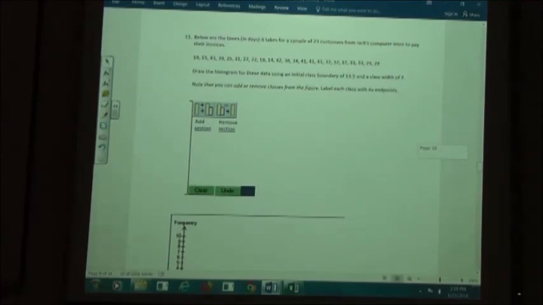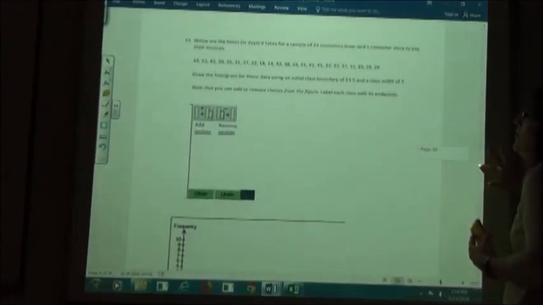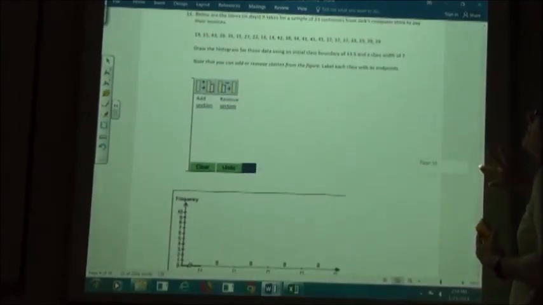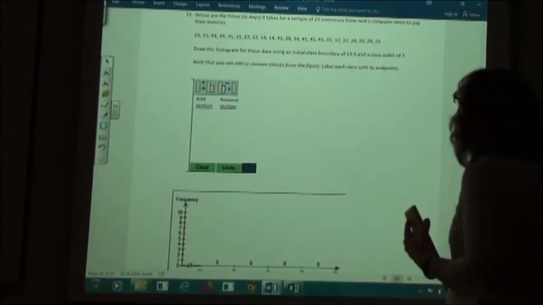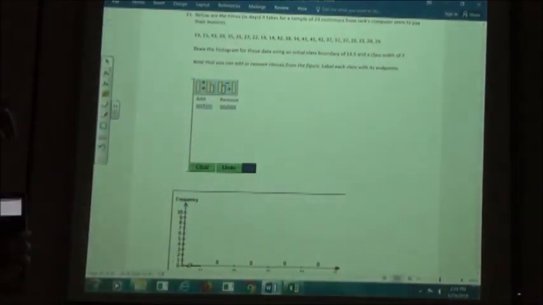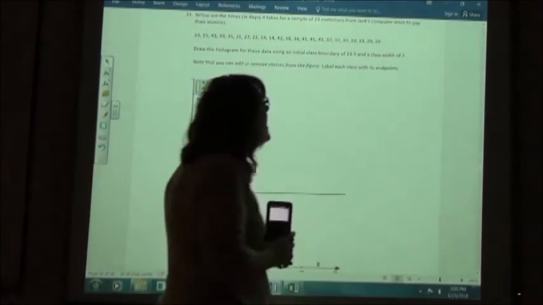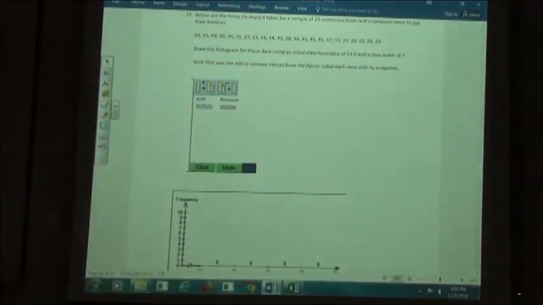Okay. All right, number 11 then. Below are the times in days it takes for a sample of 23 customers from Jack's computer store to pay their invoices. This time it says draw the histogram for these data using initial class boundary of 13.5 and a class width of 7. Notice it doesn't tell you how many classes you have. You have to figure out where your ending number is going to be.